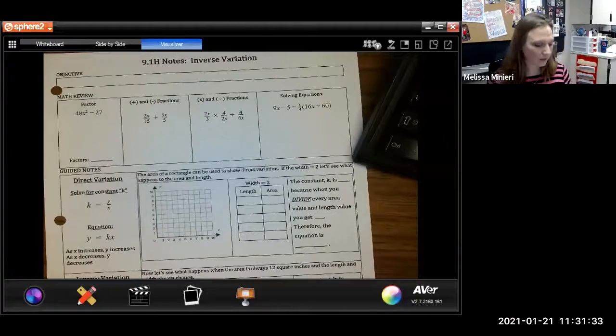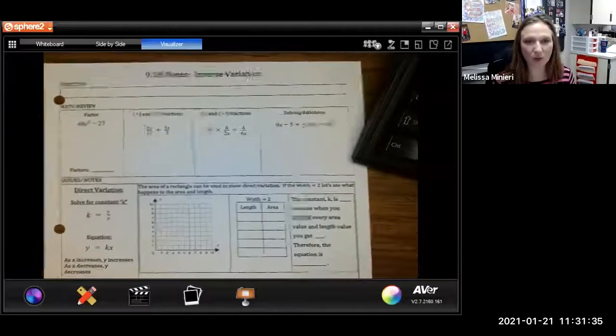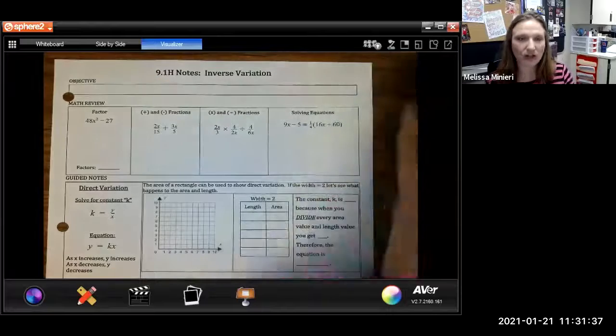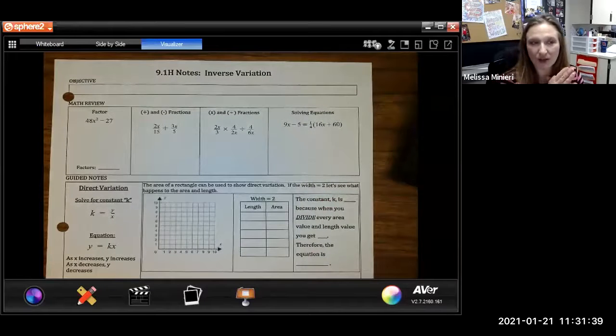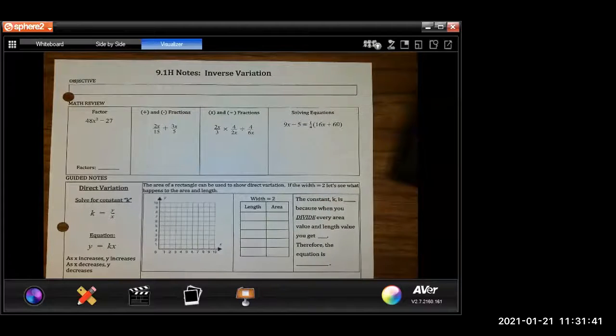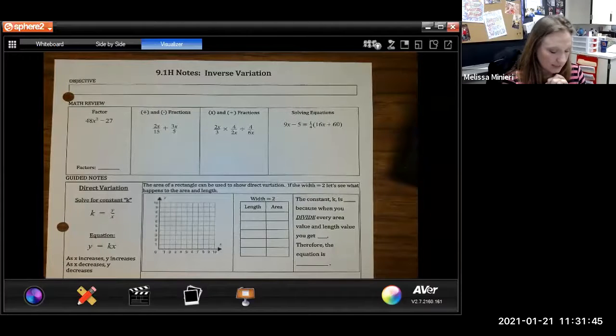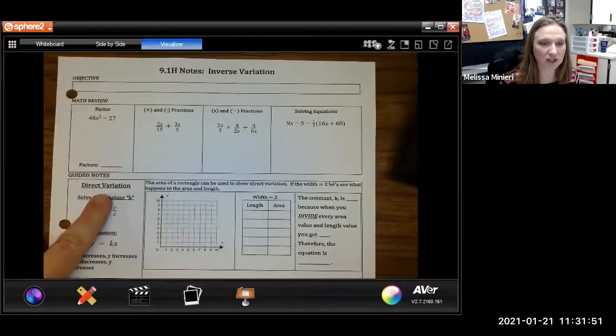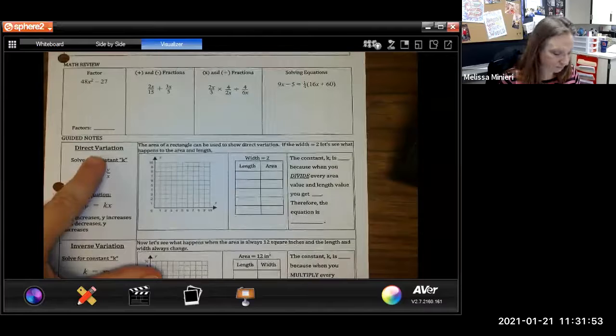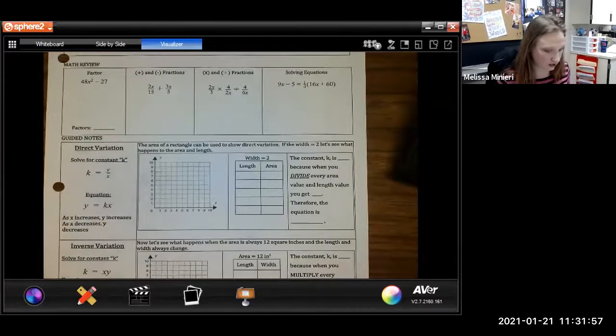So today we are doing 9.1. We are starting a new unit, and our next two units are going to be on rational functions, which rational is just a fancy word for a fraction. So we have 3 sections in this unit, and today we're going to be talking about inverse variation. You guys did direct variation in Algebra 1. So we're going to review that first, and then we'll go into inverse variation.